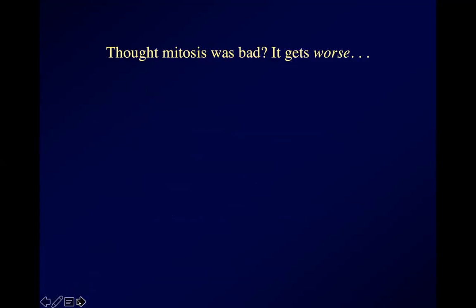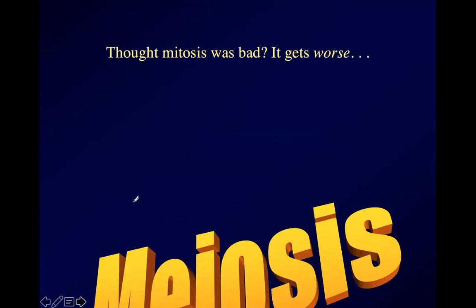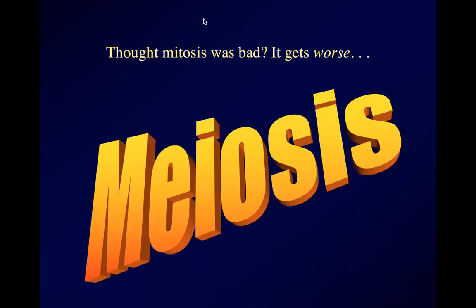So that's what you need to know for right now about mitosis, and we'd observed it starting in the 1870s. It gets worse because there's actually a second type of cell division that eukaryotic cells undergo. It's called meiosis. Now, what's the difference?